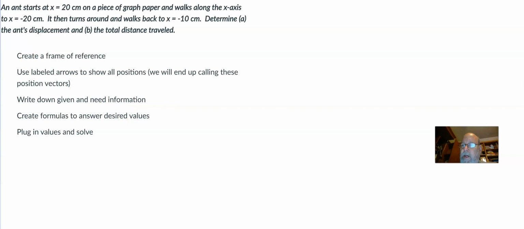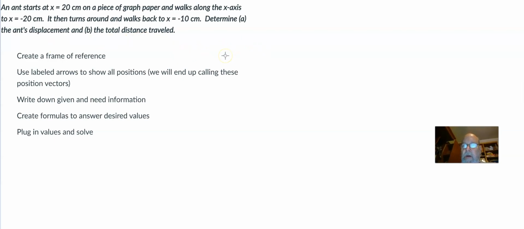Okay, so an ant starts at x equals 20 centimeters on a piece of graph paper and walks along the x-axis to x equals negative 20 centimeters. It then turns back around and walks to x equals negative 10 centimeters. Determine the ant's displacement and the total distance traveled.